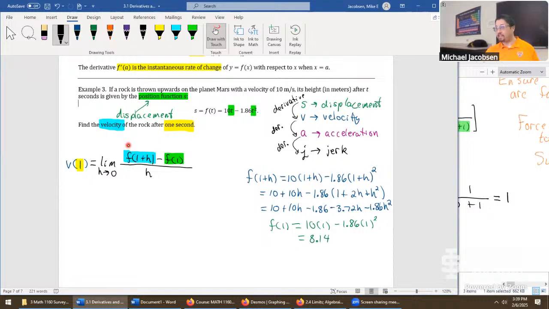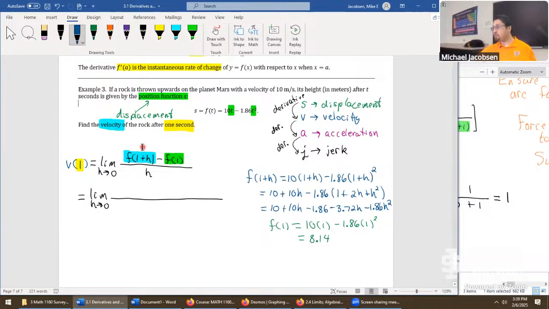Now for our next strategy, we just plug it in. Again, I'm gonna let these equality symbols just be a long train track, basically corresponding to the thing we want to find, velocity at 1 second. But now velocity at 1 second is a limit as h goes to 0 of, copy in this part right here, which is all of this stuff, 10 plus 10h minus 1.86 minus 3.72h minus 1.86h squared. There it is. Now that minus sign just comes from right here. Drop in f of 1, that was 8.14.